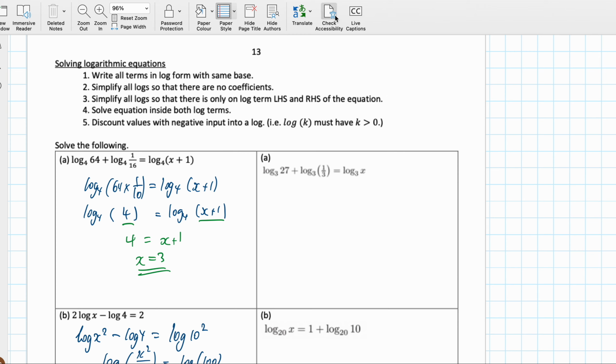I hope you found this video useful. In the next video, we'll look at logarithmic functions and how they're related to exponential functions.